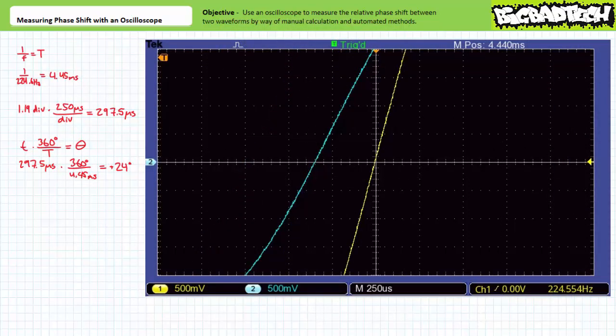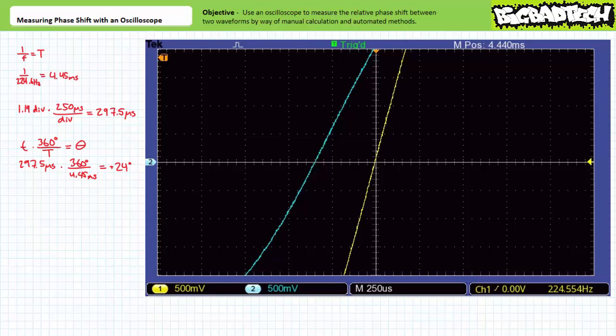The third example problem shows two waveforms, both with a frequency of 224.6 Hz, which corresponds to a period of approximately 4.45 milliseconds. The waveforms appear to be separated by slightly less than 1.2 divisions. Let's say 1.19 divisions. Given the horizontal sensitivity of 250 microseconds per division, this correlates to a time shift of 1.19 divisions times 250 microseconds per division, or approximately 297.5 microseconds.